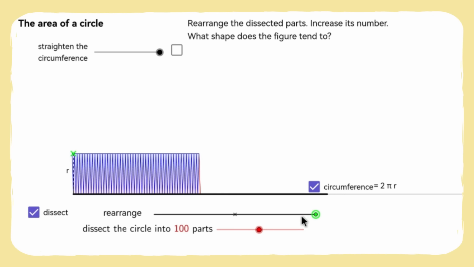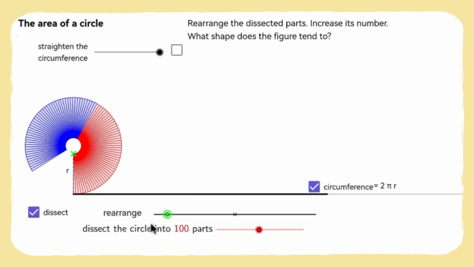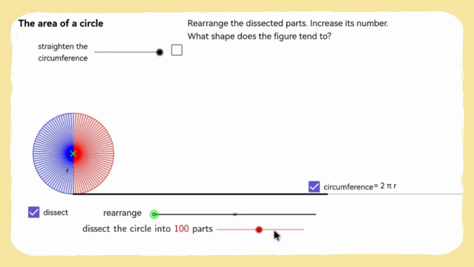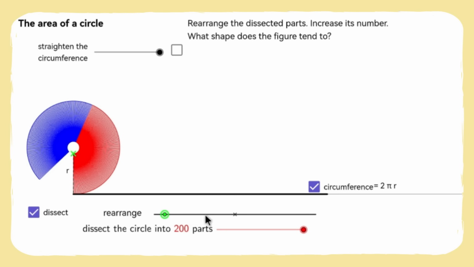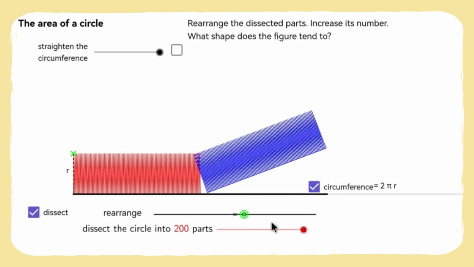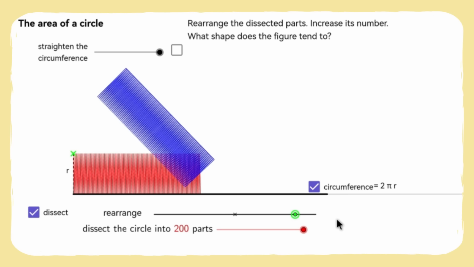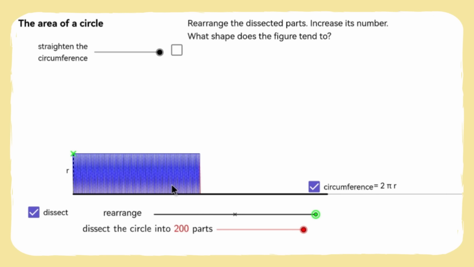Now, gawin pa nating mas maliit yung mga parts niya. Okay, let's say we have 200 parts. Now, let us rearrange the circle. At makikita natin, it's now actually going to be a rectangle. Now, the question is, what are the dimensions of this shape? Now remember, in a rectangle, we have two dimensions. We have the length and then we have the width.